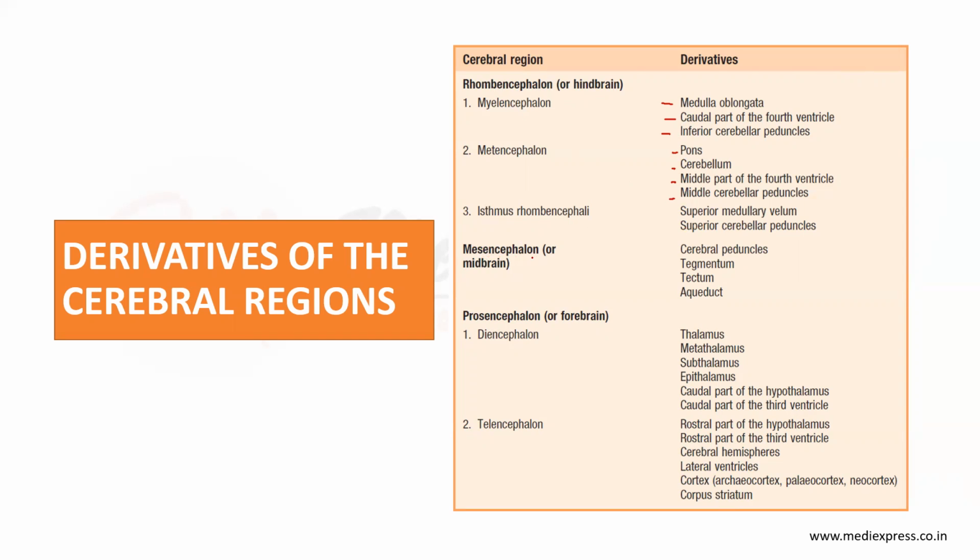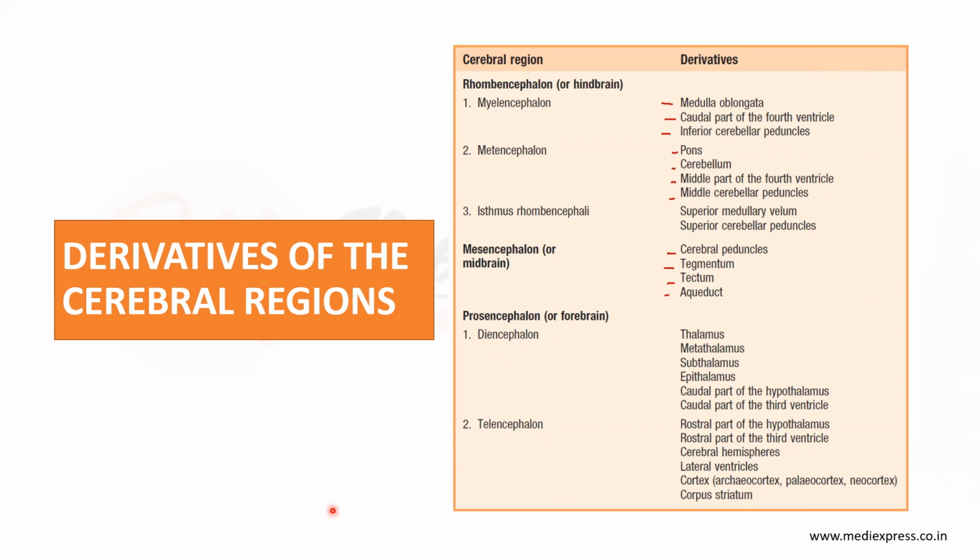Now coming to the midbrain, that is the mesencephalon, we have cerebral peduncles, tegmentum, tectum, and aqueduct. So these are from the midbrain or mesencephalon. Now coming to the forebrain or the prosencephalon. In the prosencephalon we have two parts, that is diencephalon and telencephalon. Coming to the diencephalon, we have thalamus, metathalamus, subthalamus, epithalamus, caudal part of hypothalamus, and the caudal part of the third ventricle. So these are the things which are there in the diencephalon. Coming to the telencephalon, we have the rostral part of hypothalamus, rostral part of third ventricle, cerebral hemispheres, lateral ventricles, and cortex. Plus, we have corpus striatum. So these are the derivatives.